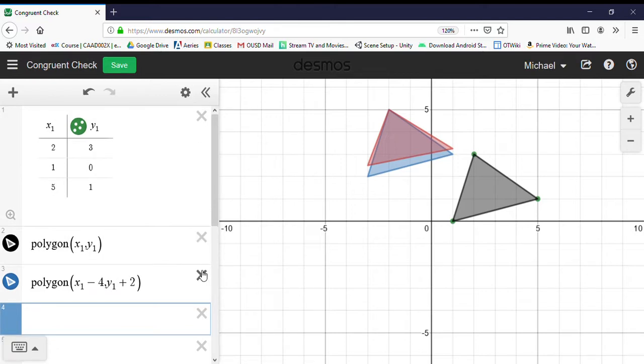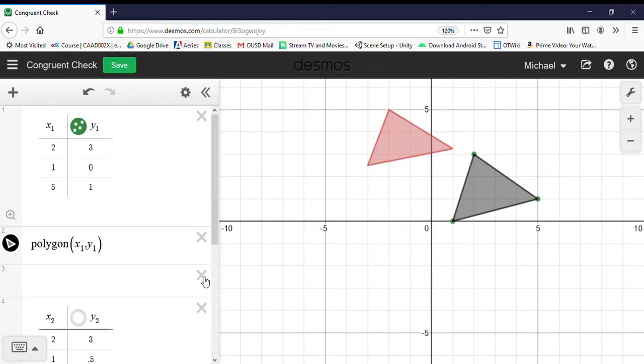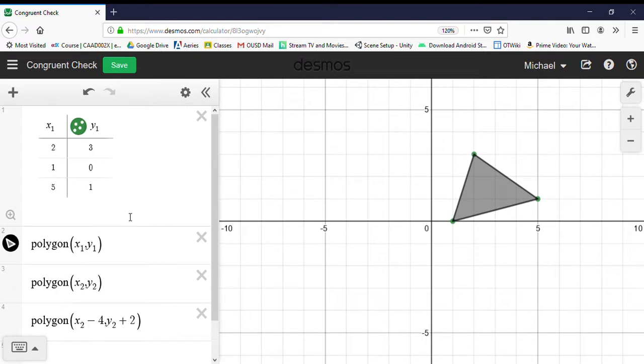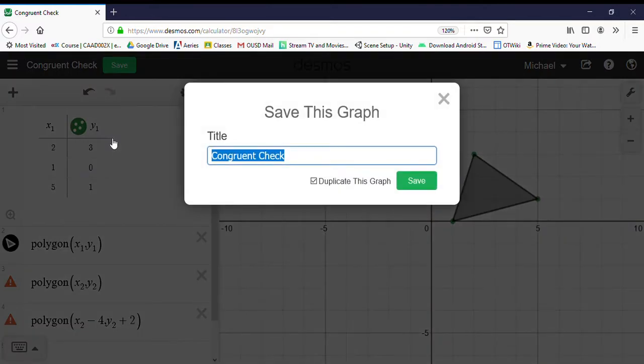What I really want to do right now is throw some of this stuff away, including all that. And I'm actually going to make a new copy of this. Control-Shift-S. Let's duplicate that, and we'll do transformations.